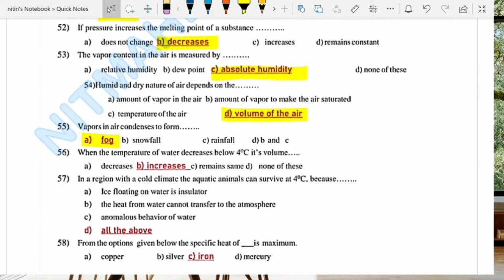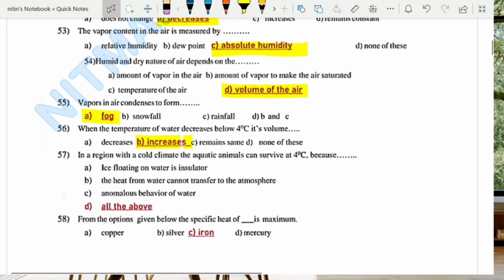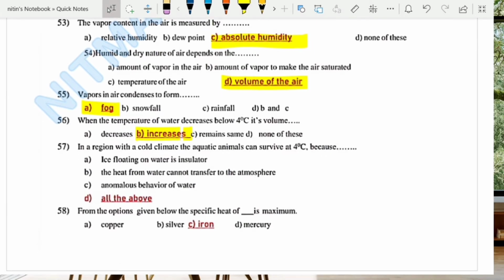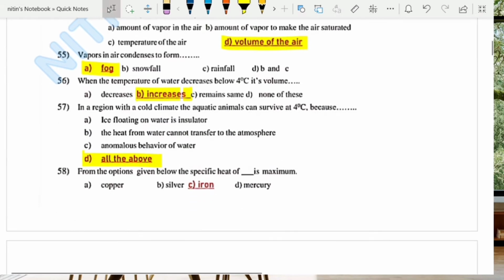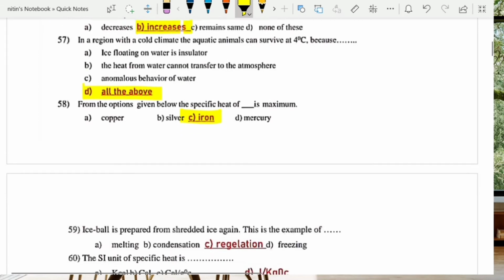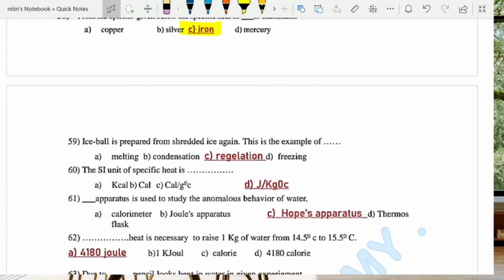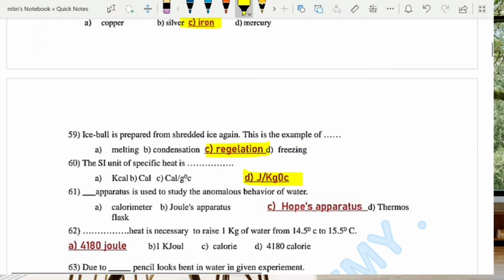When the temperature of the water decreases below 4 degrees Celsius, its volume increases. In a region with a cold climate, an aquatic animal can survive at 4 degrees temperature. All of these, the above are all right. From the options given below, the specific heat is maximum. Ice ball is represented from the SCERT ice again the relation. SI unit of the specific heat is joule per kg degree Celsius.